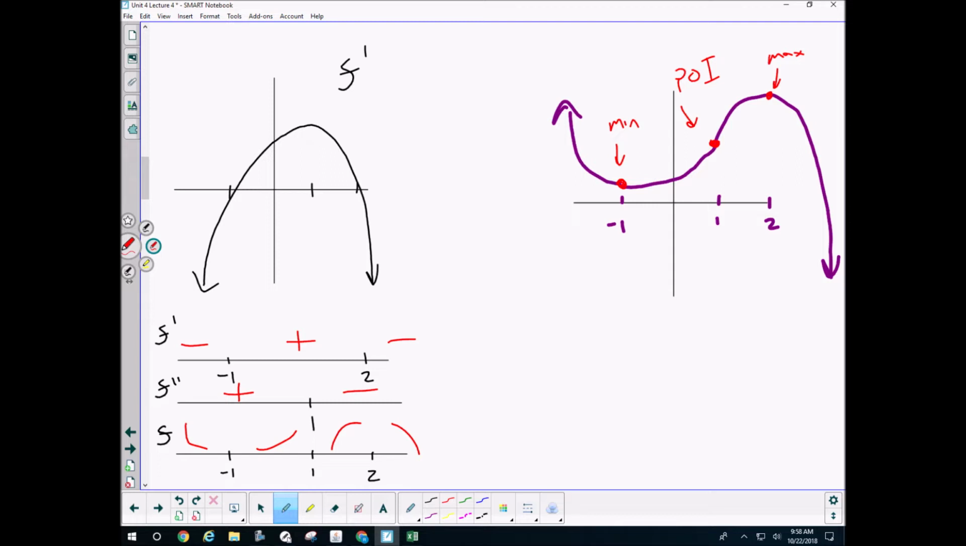Okay, now, is this exactly what f is going to look like? Well, we don't know right now. In the future, we will. At least we'll know how much higher the max is compared to the min. We'll know how much higher the point of inflection is compared to the min. For right now, this is the best we could do.